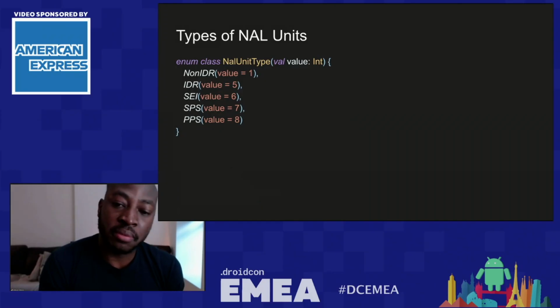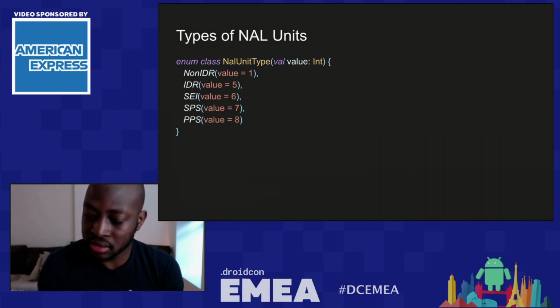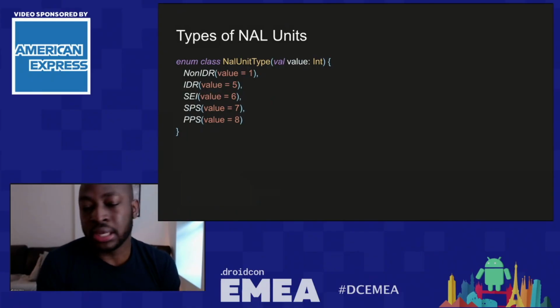SEI stands for Supplementary Enhancement Information, and this is information that just gives more information to the bit stream. It doesn't display anything to the user. It could be, except maybe closed captions, but like it says, it's supplementary enhancement information. It has nothing to do with actually showing the picture.